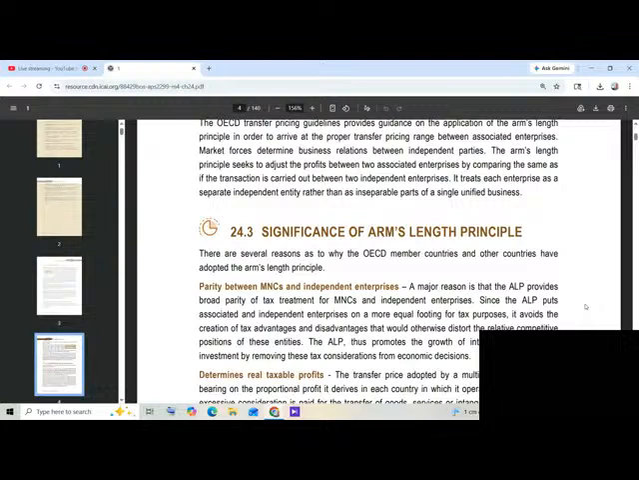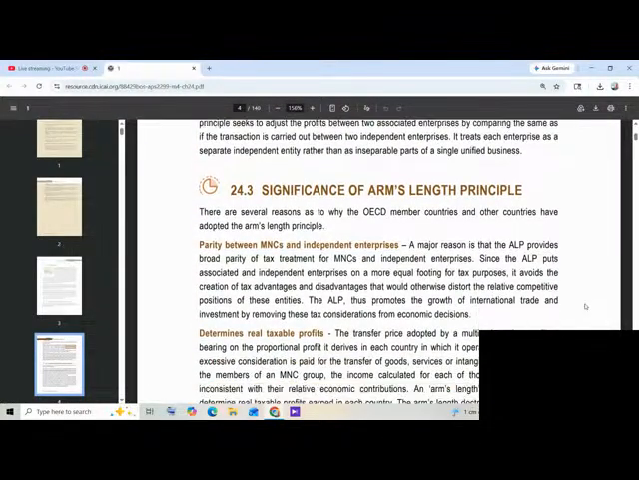Market forces determine business relations between independent parties. The arm's length principle seeks to adjust the profits between two associated enterprises by comparing the same if the transaction is carried out between two independent enterprises. It treats each business as a separate independent entity rather than as inseparable parts of a single unified business. Significance of arm's length principle.